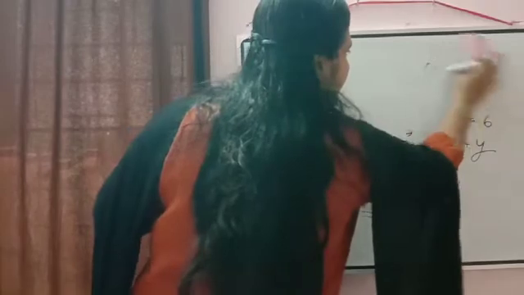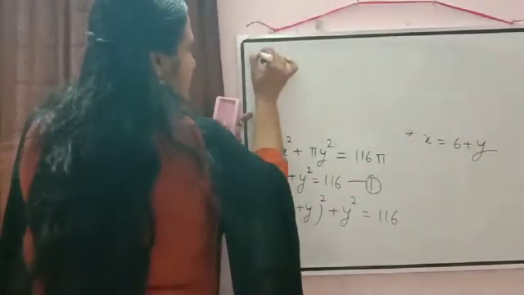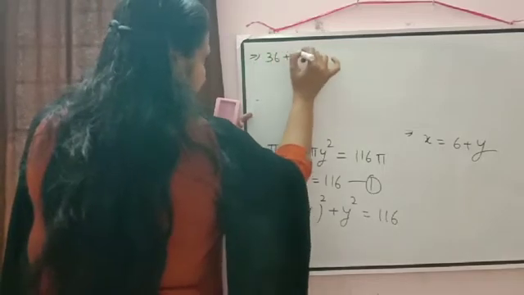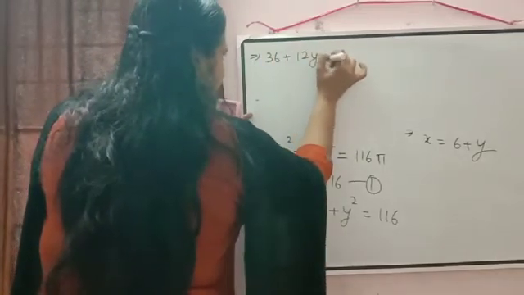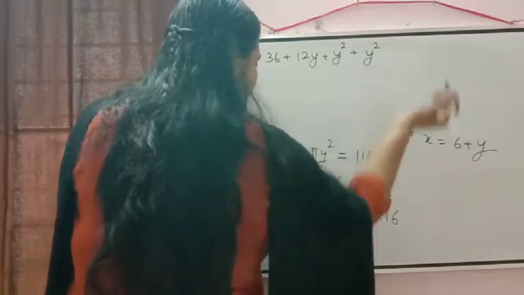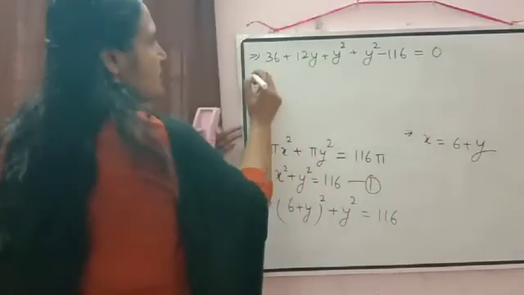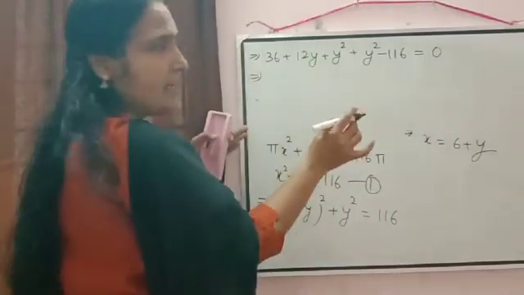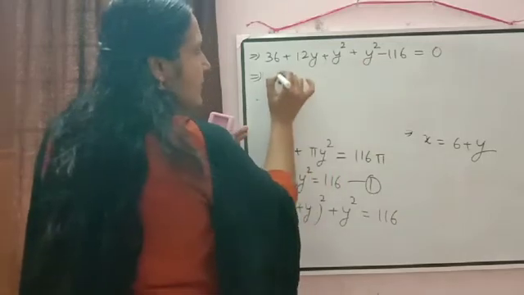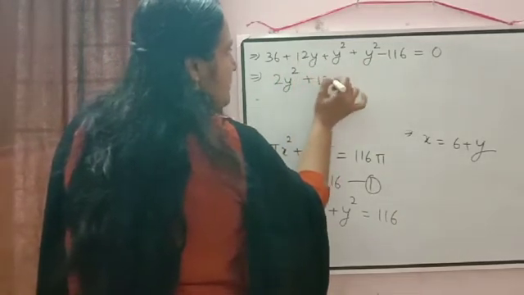(6 plus y) the whole square, use the identity. What will come? Yes, it will be equal to 36 plus 12y plus y square, plus y square is already there, and 116 also I am shifting to the left-hand side. So minus 116 is equal to 0. Now we'll just rearrange it. y square plus y square is equal to 2y square plus 12y.